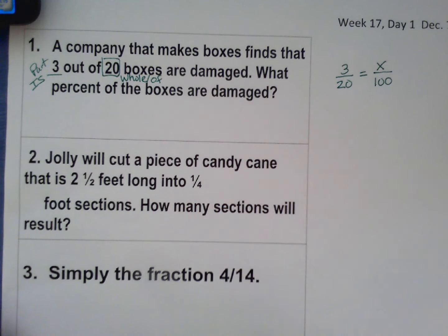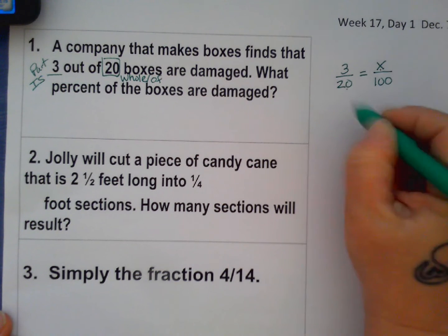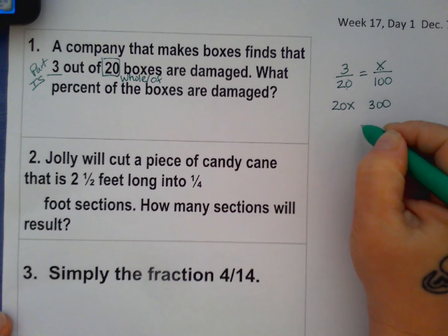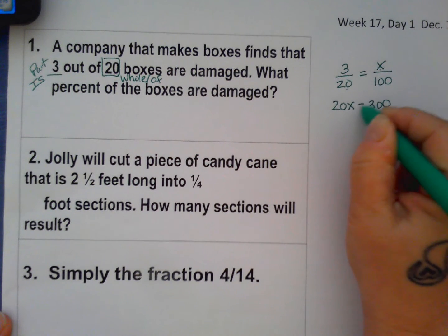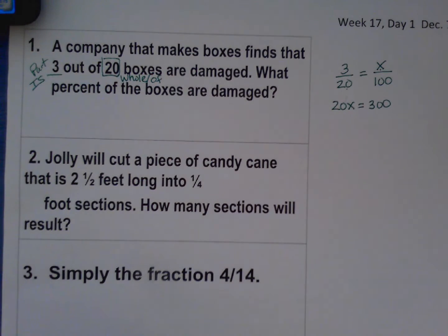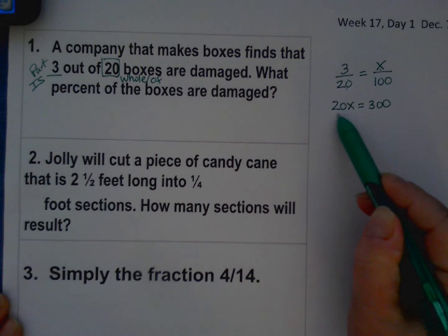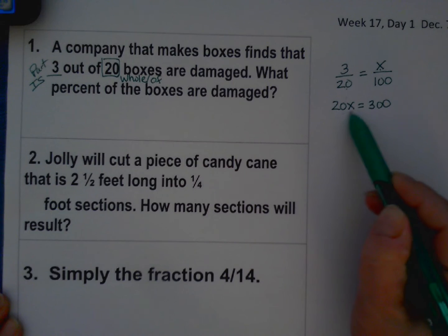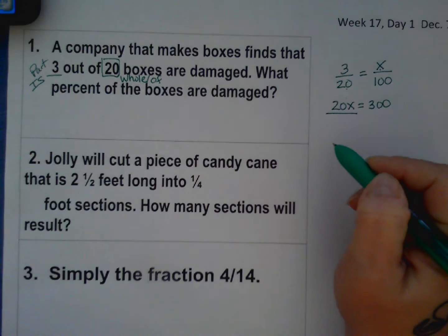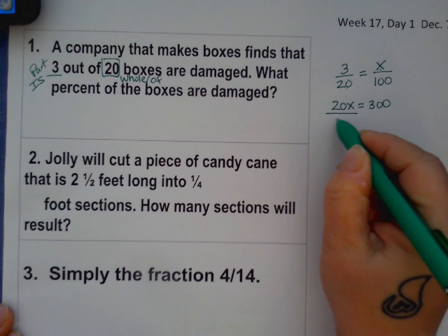So I cross multiply. So 20 times x gives me 20x. And 3 times 100 gives me 300. Okay, now I need to figure out how can I isolate my x. I have to get my x by itself. So if I isolate the x, I look at this side and I say, well, 20 times x, 20x means multiply. So in order to get rid of the 20, I have to do the opposite operation. So I divide by 20.